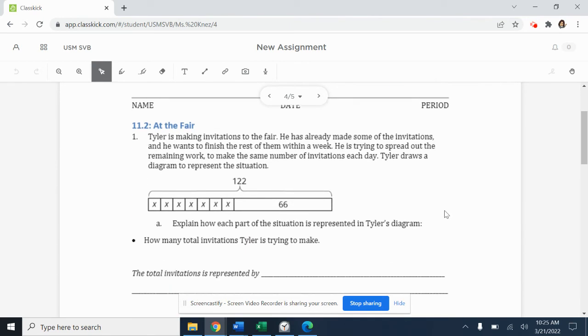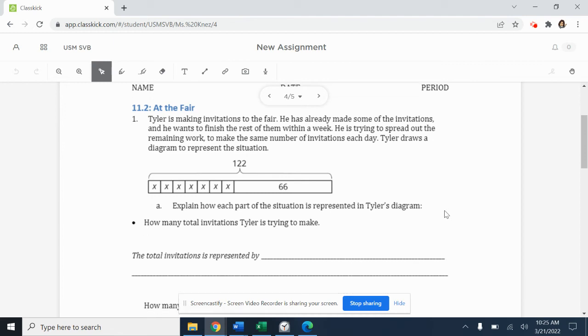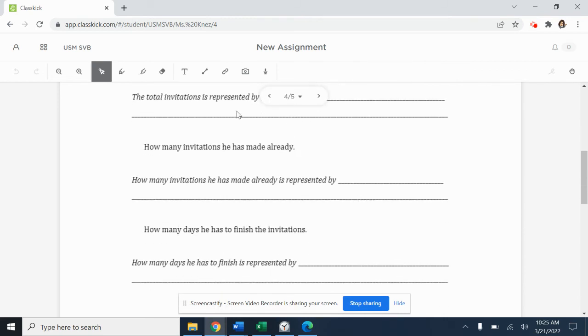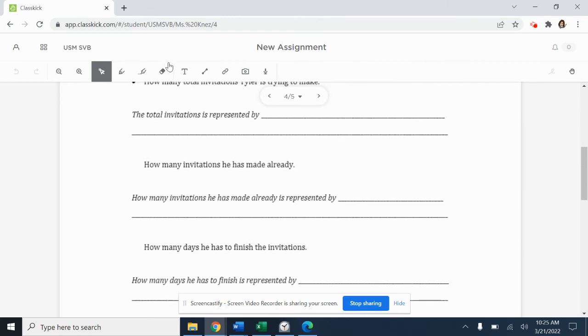Slide 4 was our main work for today. Question 1 says, Tyler is making invitations to the fair. He has already made some of the invitations, and he wants to finish the rest of them within a week. He's trying to spread out the remaining work to make the same number of invitations each day. Tyler draws a diagram to represent the situation. You can see that in the diagram, you have 122, 7 X's, and a 66. Your job is to finish these three sentences.